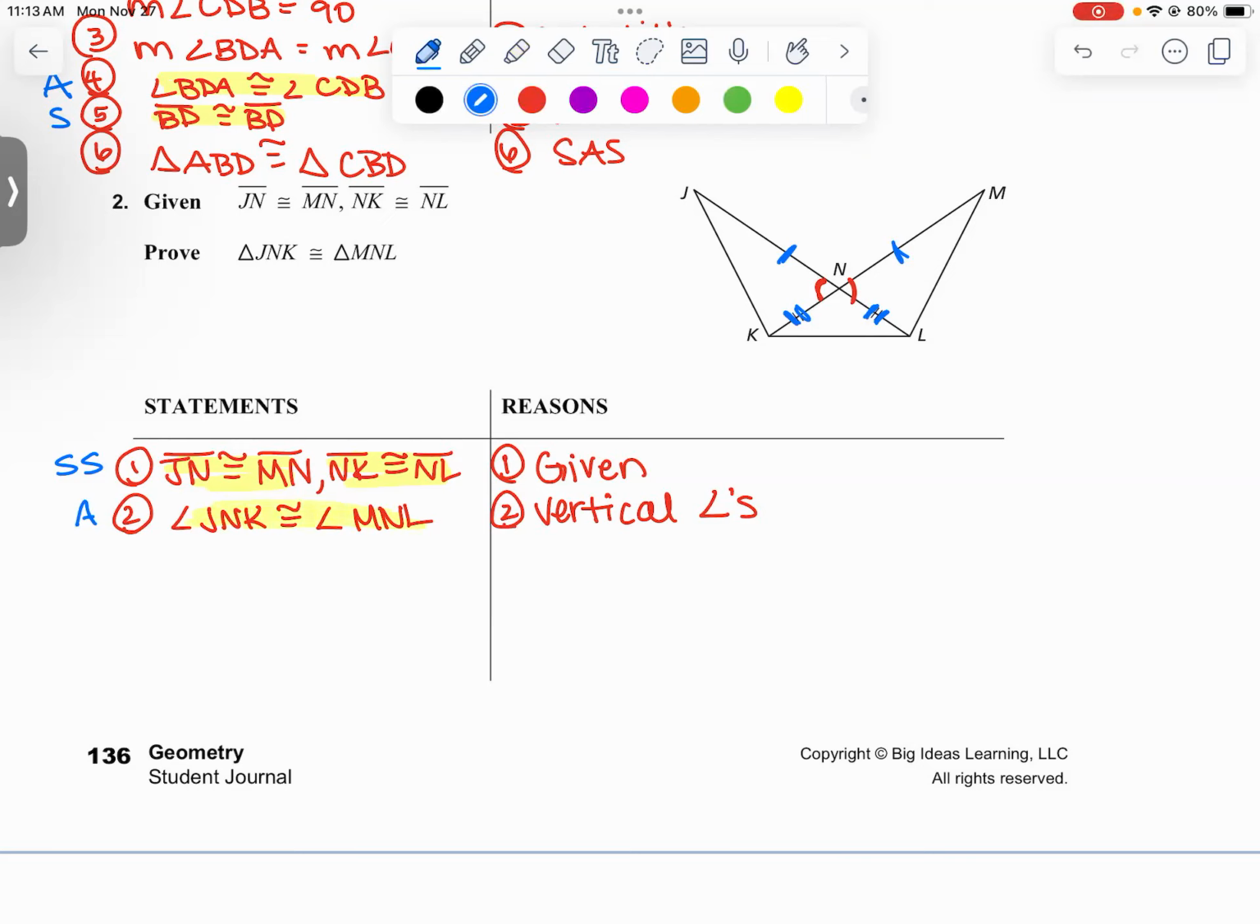Have we written down three congruent statements that are side, angle, side? Yes, we have two sides, and we have one angle, and that angle is in between our two sides. So this is like the best proof ever. Triangle JNK is congruent to triangle MNL by side angle side.